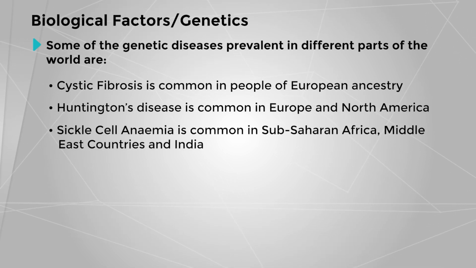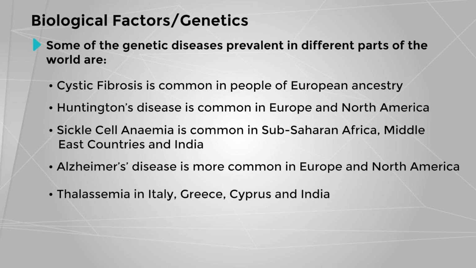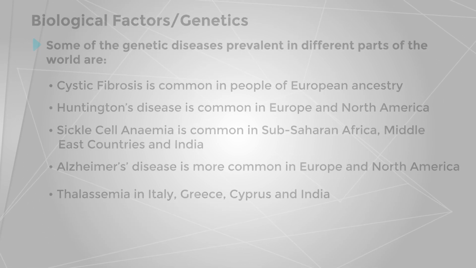Sickle cell anemia is common in sub-Saharan Africa, Middle East countries and India, Alzheimer's disease can be found mostly in Europe and North America, and thalassemia in Italy, Greece, Cyprus and India. With this, today we have covered the socio-economic, socio-cultural, climate change related, political factors and biological factors influencing health.